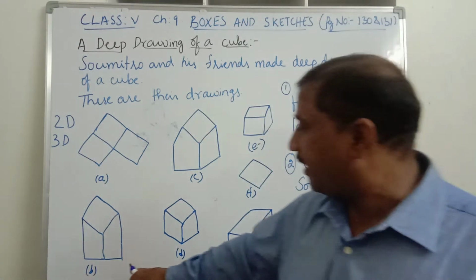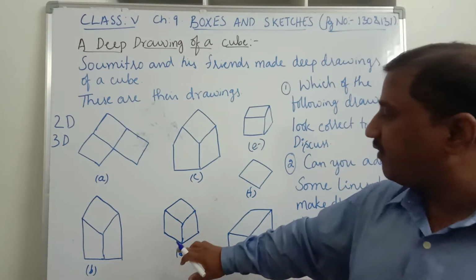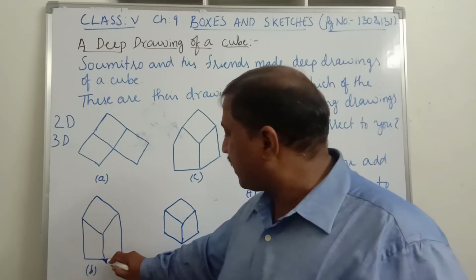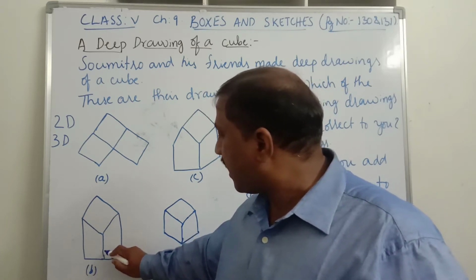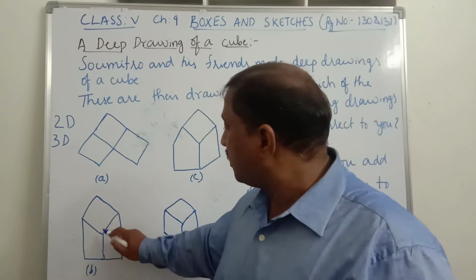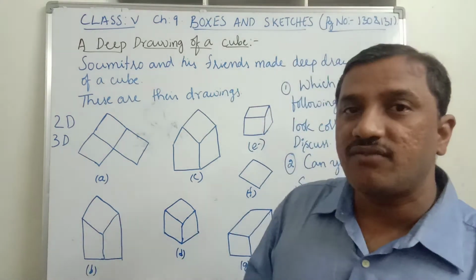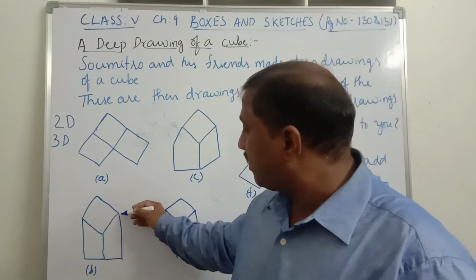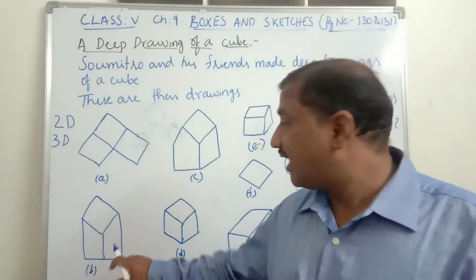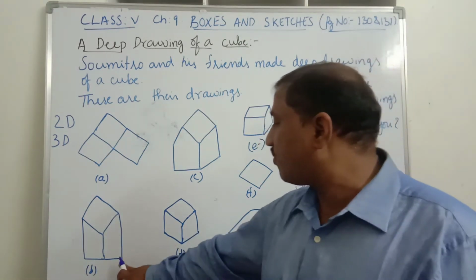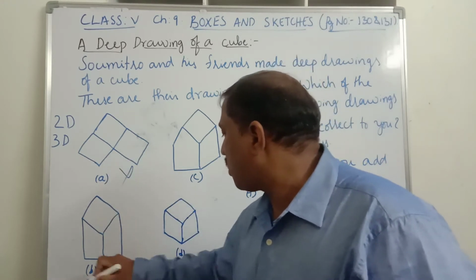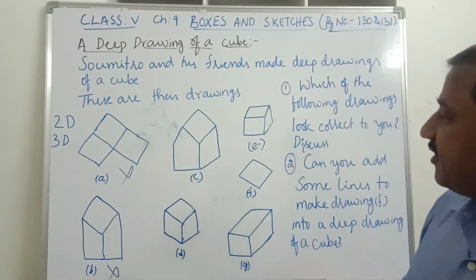Next come to B. If you observe figure B here, this is width and this is height, and this is the length. Though it looks like a 3-dimensional figure, the edges of this figure are not equal in length. Therefore it is also not a cube. So A is not a cube, and B is also not a cube.